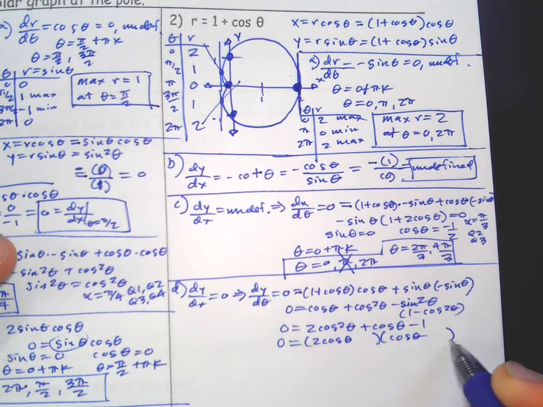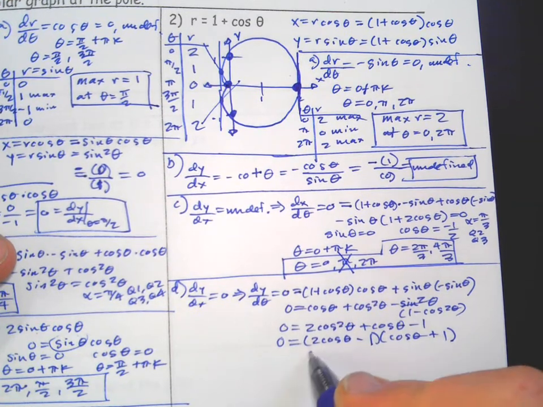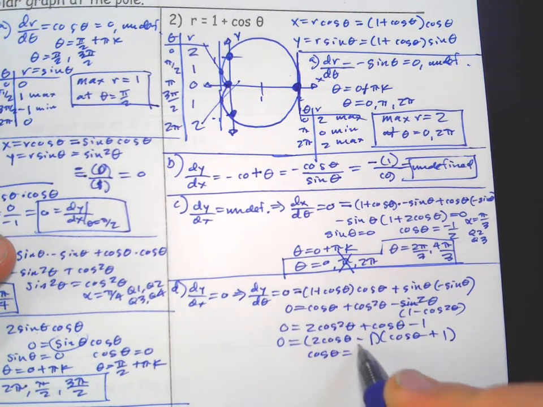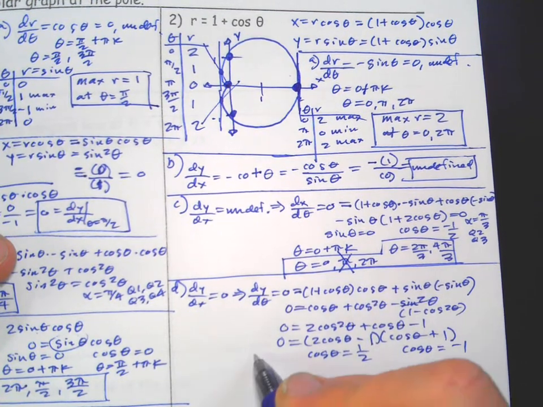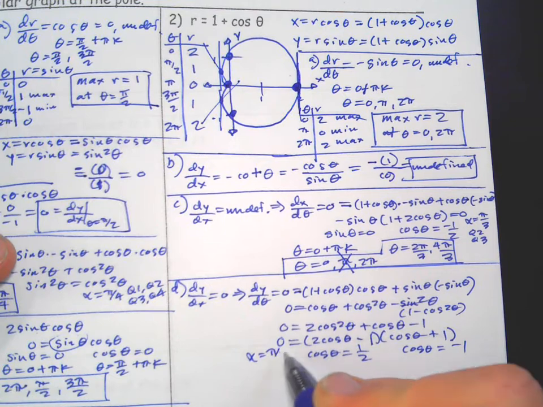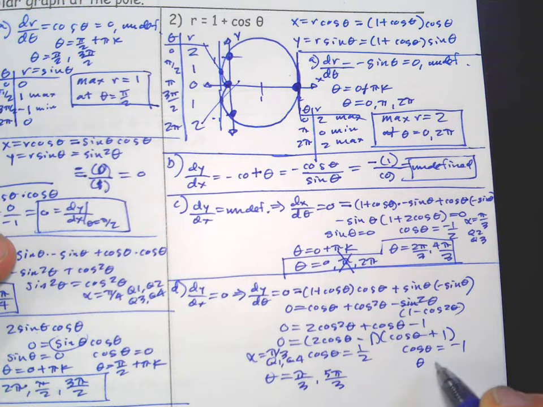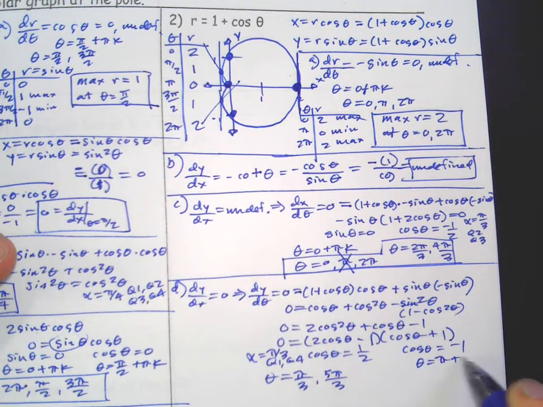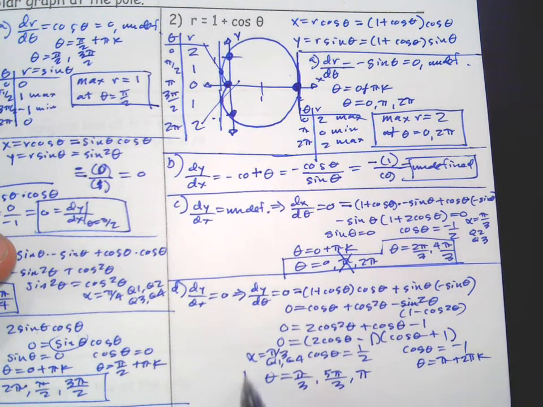Like a trinomial, 1 and 1, negative, positive. So cosine theta equals positive 1/2. Cosine theta equals negative 1. Reference angle is pi over 3. Quadrants 1 and 4. So theta equals pi over 3, 5 pi over 3. Here theta equals pi plus 2 pi k. And so pi, so we get these 3 answers.